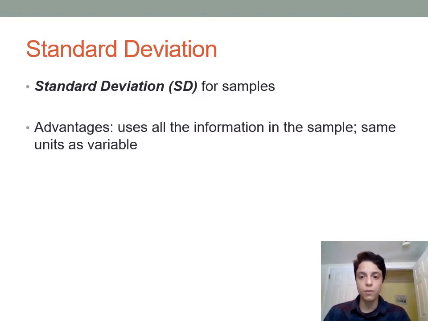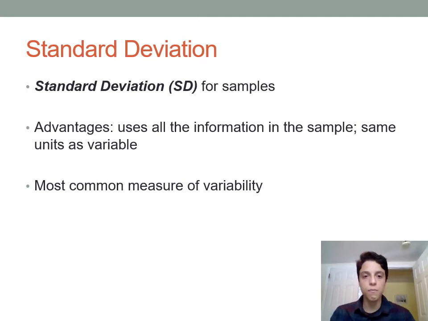So it's going to use information from each of the observations, similar to the way the variance did. But unlike the variance, it's going to be in the same units as the variable. So that makes the interpretation much easier. Because of these two properties, it is the most common measure of variability. It's the one that you'll most likely see in articles you're assigned to read for classes, or really anything that involves descriptive statistics like this being reported.